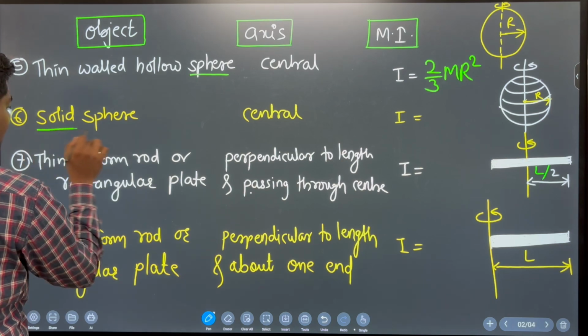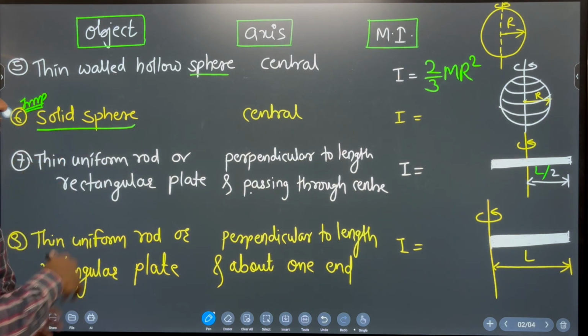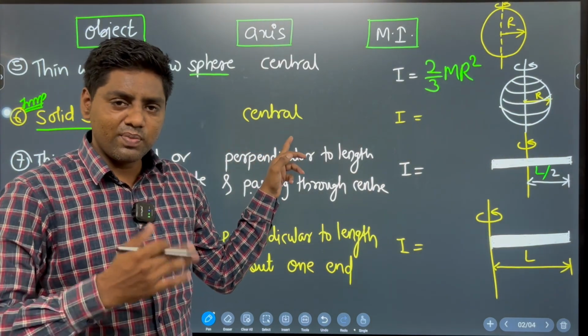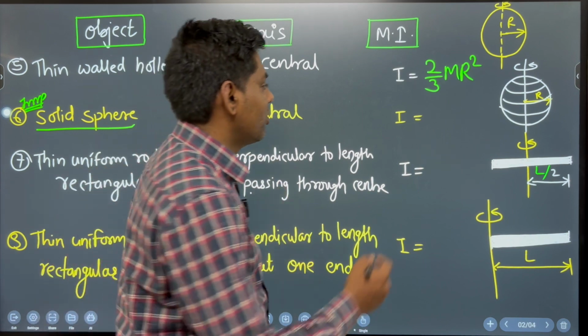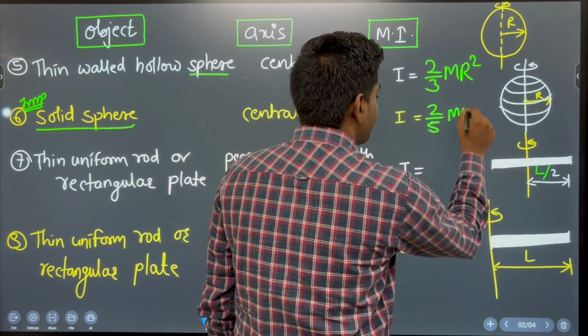आपको ये याद रखना है, ये बहुत IMP है. Many times they ask questions on the solid sphere. So whenever the solid sphere is rotating about its axis passing through its center, remember the moment of inertia is 2 divided by 5 m r square.